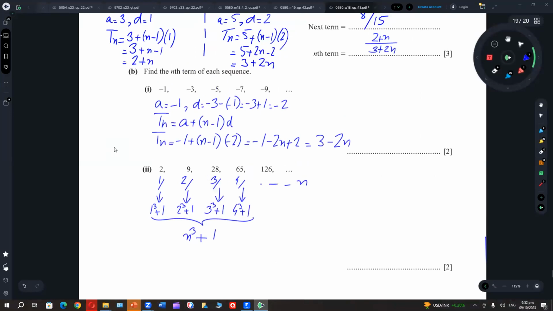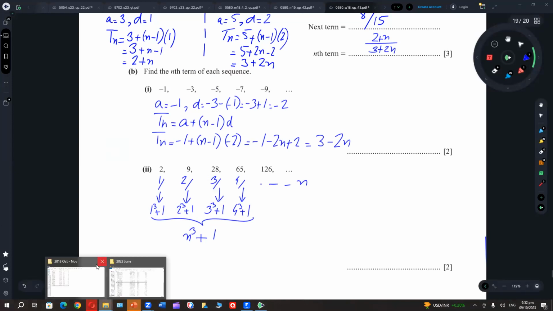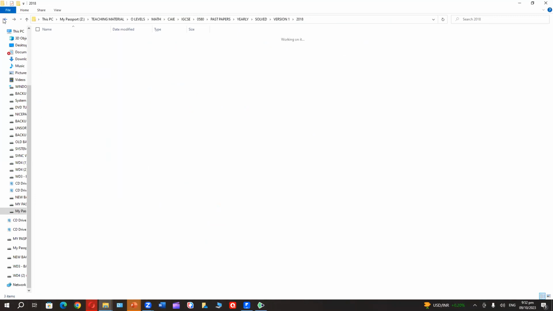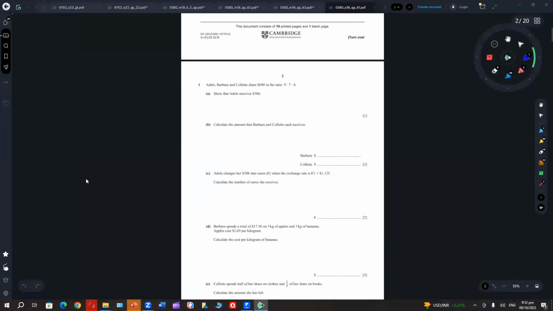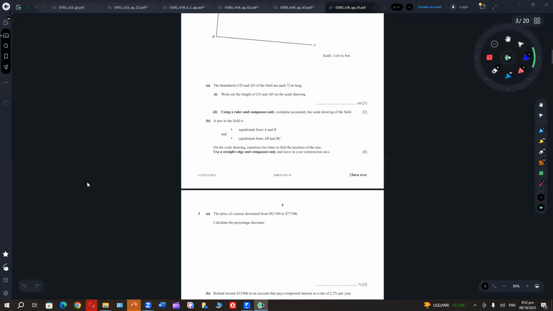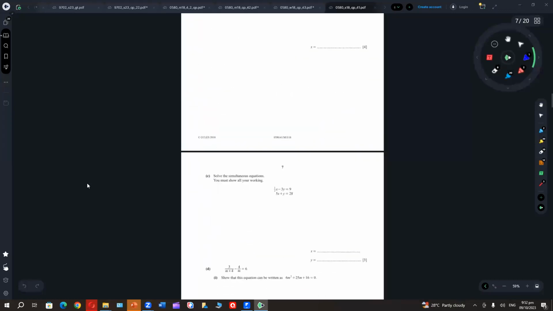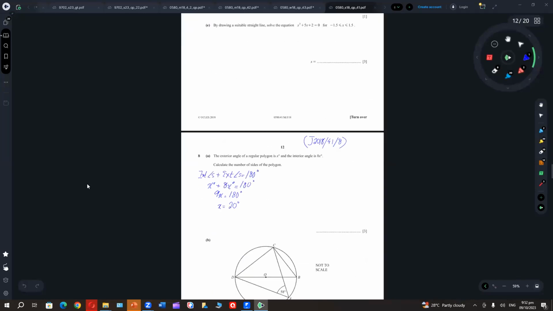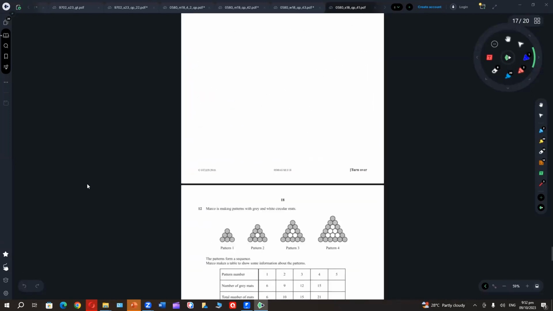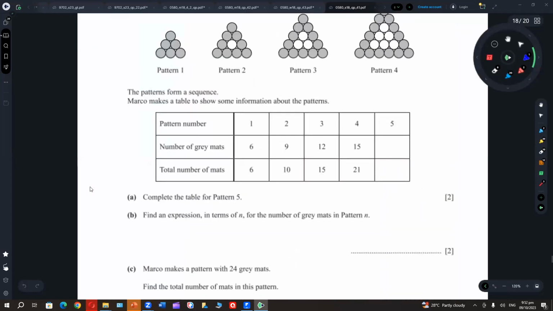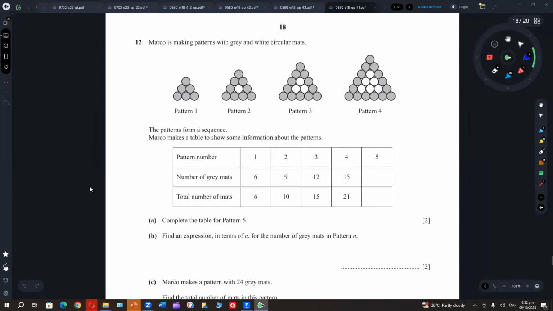Can you look for the next question? May June 18, P41. Question number 12.